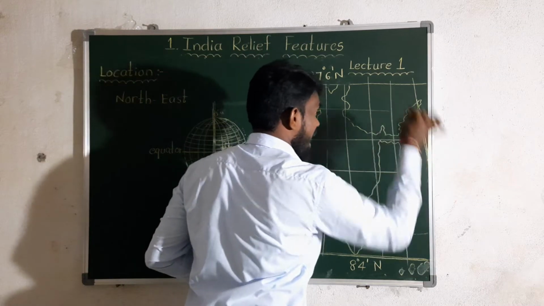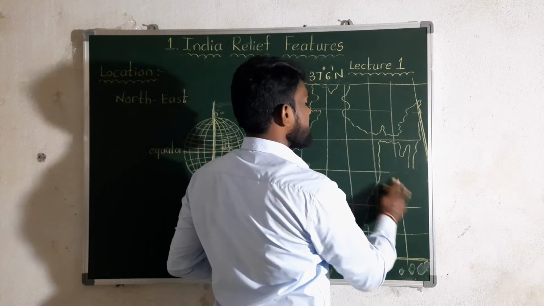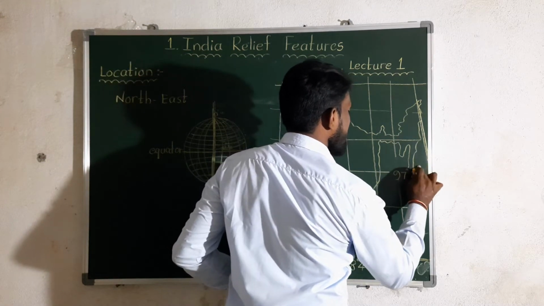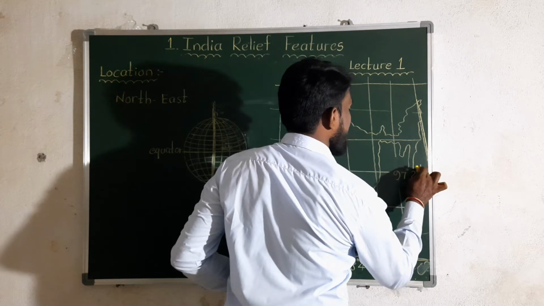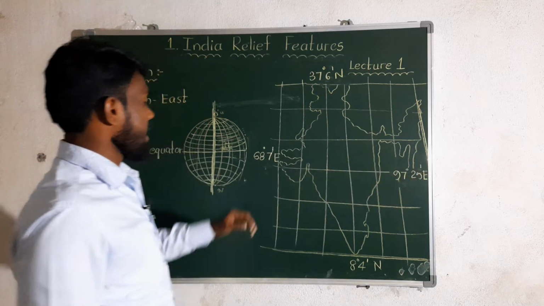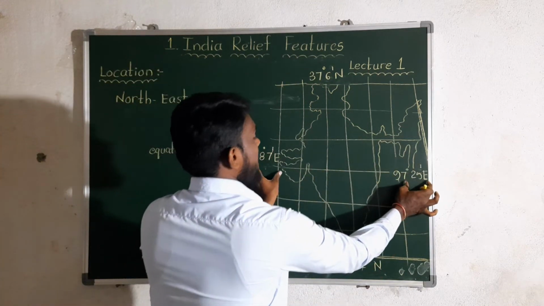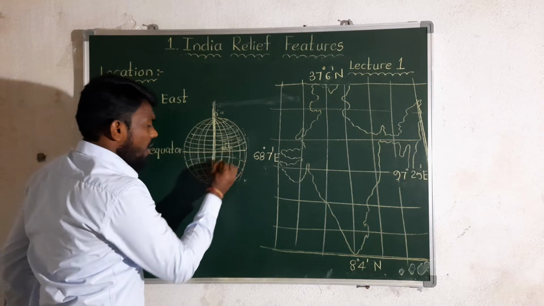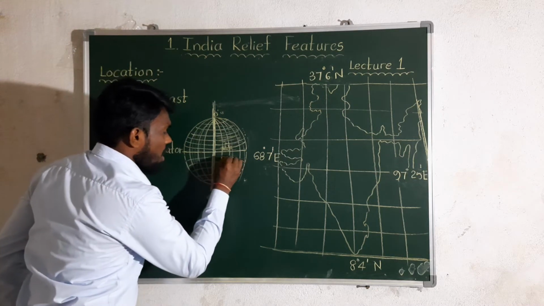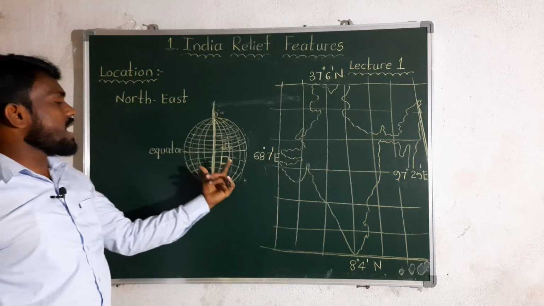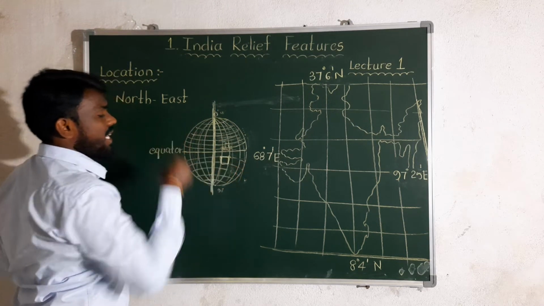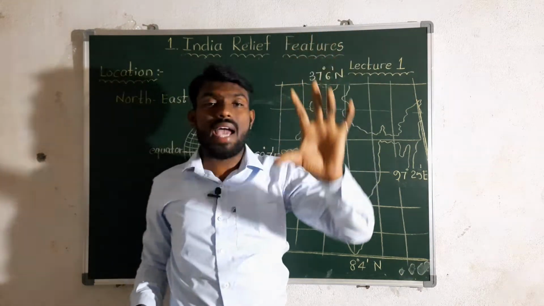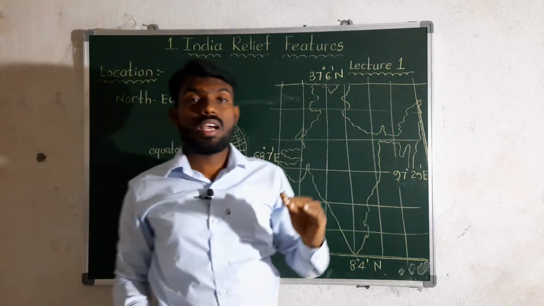And here is the other range, so let me write here: 97 degrees 25 minutes, this is also east. These are the two longitudes. Our country lies in between the two longitudes and in between the two latitudes. With the help of these longitudes and latitudes, while we draw the imaginary lines on the globe, as they intersect, they form grids. With the help of these grids, we are able to identify the exact location on the world map.